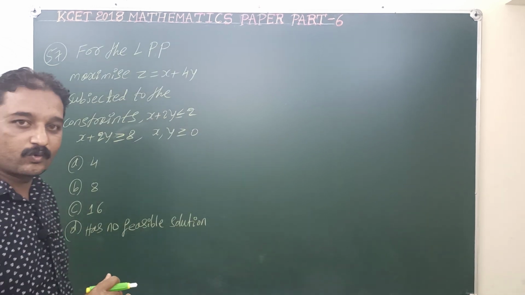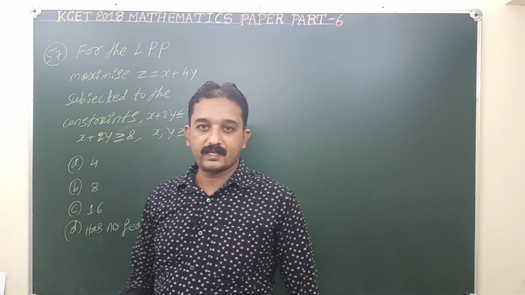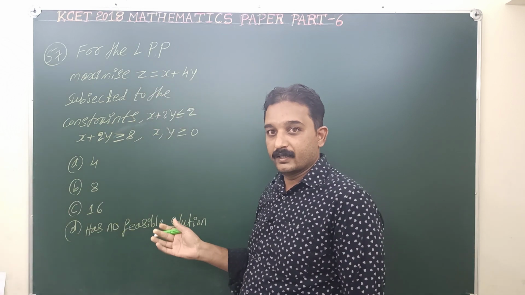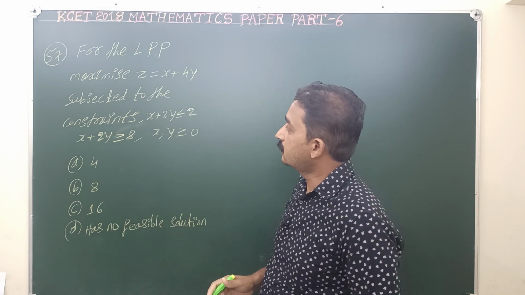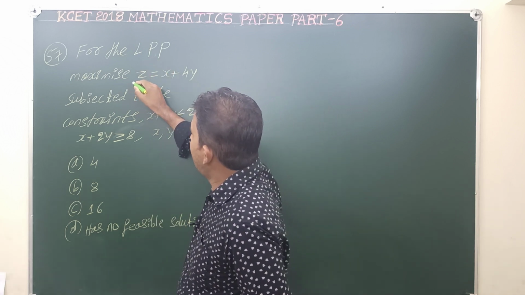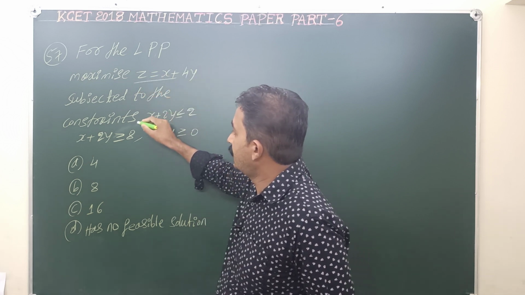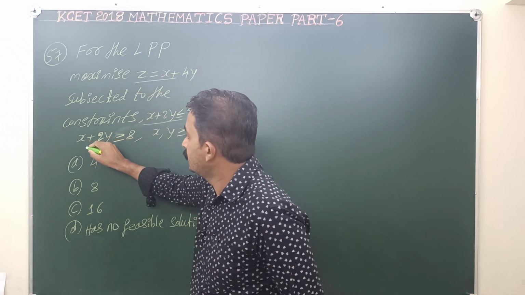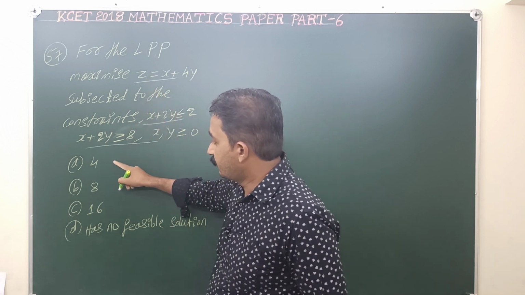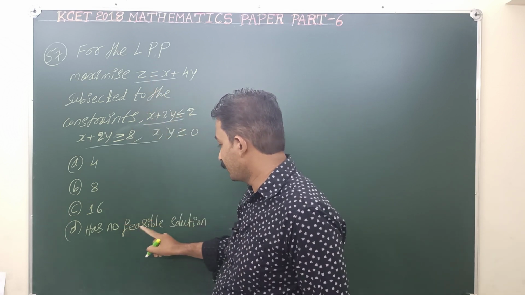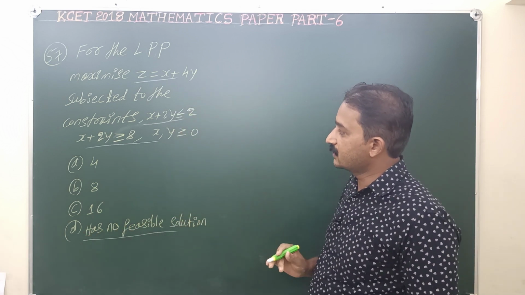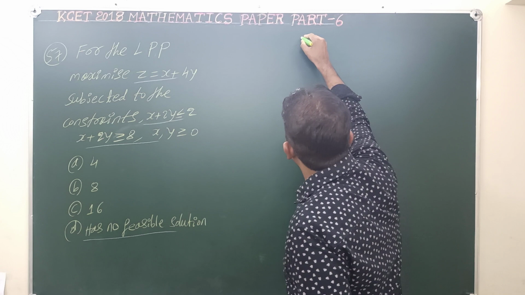So now let us move on to question number 57. Once again this question is based on the chapter LPP, linear programming problem. Let us take the maximum of z, subject to the constraints that are also given. We have to find the maximum, either 4 or 8 or 16, or no feasible solution is also there in this case. So draw the rough figure of these constraints.